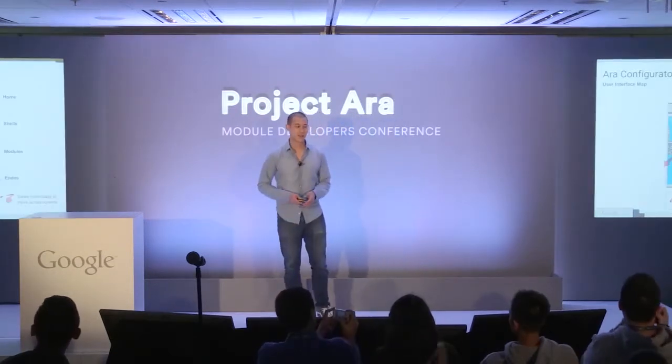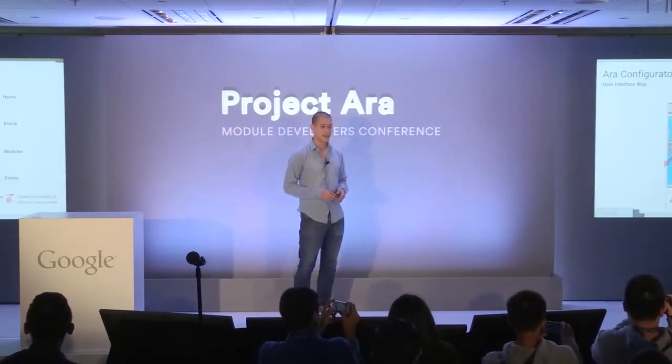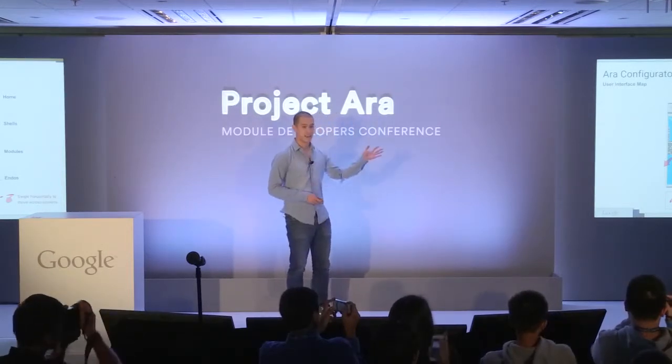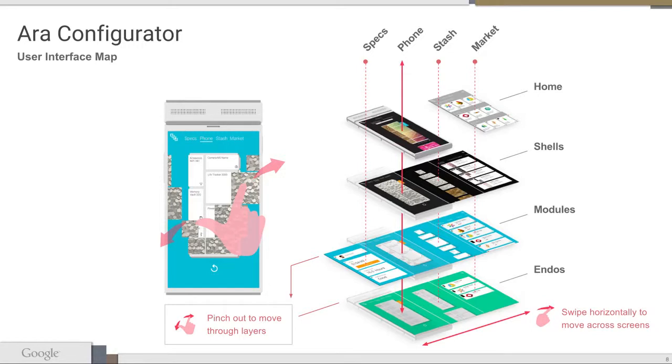During our last developers conference, we gave you a sneak peek at the user interface that our partner Soso Limited designed for us for the Ara Configurator. And here's a pretty helpful diagram for you to take a look at. We designed it to be very simple and intuitive, and the structure mimics the physical structure of the actual phone. So there are 4 vertical layers that correspond to the 3 physical layers of the phone, plus a top home layer. So it's home, shells, modules, and endos.